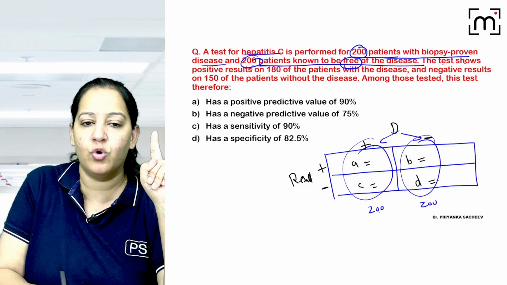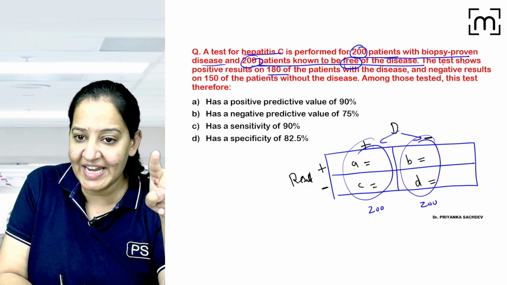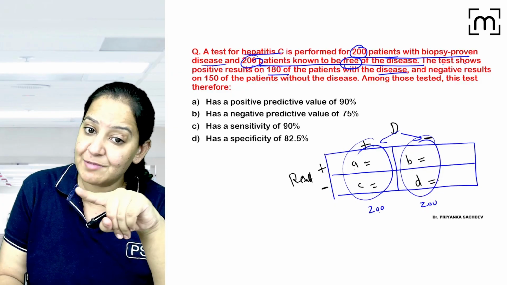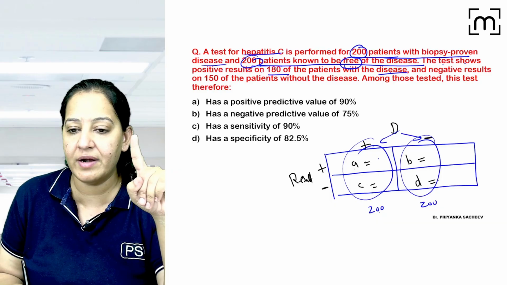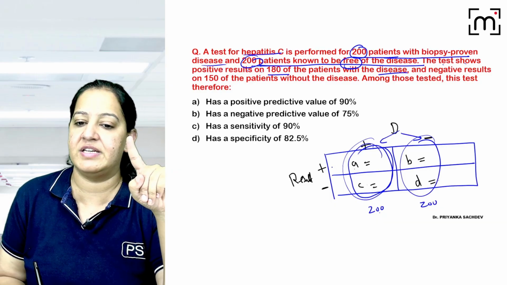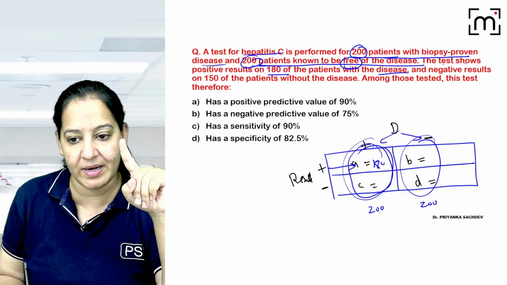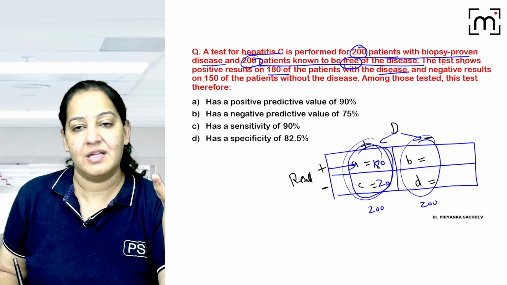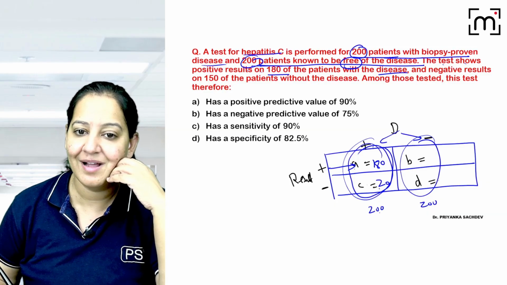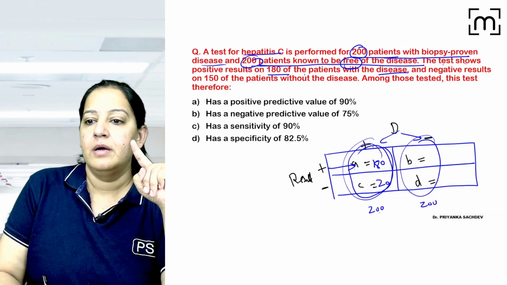Okay, the test shows positive results on 180 of the patients with disease. Among the disease, the test is positive in 180. Among the diseased, who are diseased? A plus C is the disease. Among them, the test is positive in 180. The test is positive, that is A is 180. So obviously C is 20. No need to say, it is not written, but by common sense, I can make it out. C is 20. Now read more of the question.